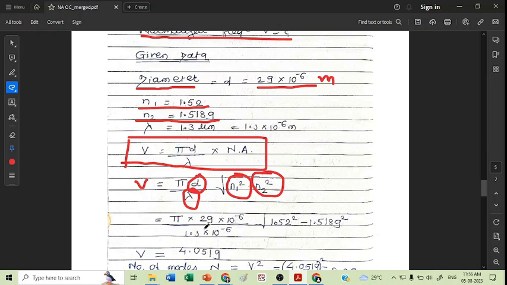Let us substitute the given values. Pi into d, which is 29 into 10 to the power minus 6, upon lambda. Lambda is 1.3 micrometer, 1.3 into 10 to the power minus 6, into under root of n1 square minus n2 square, 1.52 square minus 1.5189 square. And the value of normalized frequency we got is 4.0519.